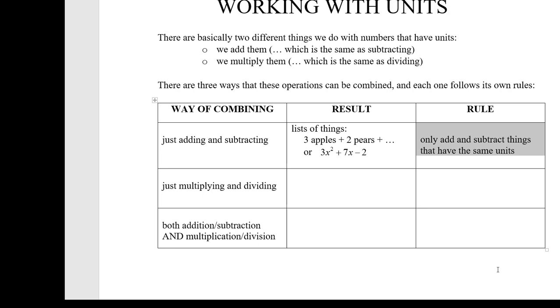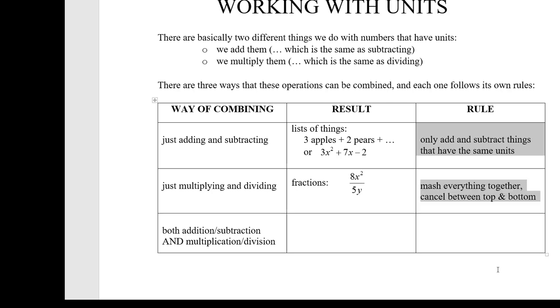Let's say you're only multiplying and dividing. Well, then you get fractions. The stuff up top is the stuff multiplied. The stuff down below is the stuff divided. They're opposites of each other. So what is the rule? You want to multiply these things together. You just mash everything together. If you have something up top and something down below, you can cancel them out. I'll make a video for that as well.